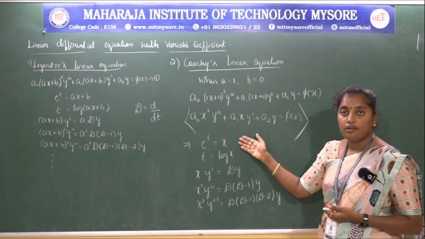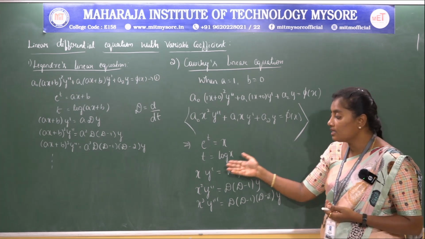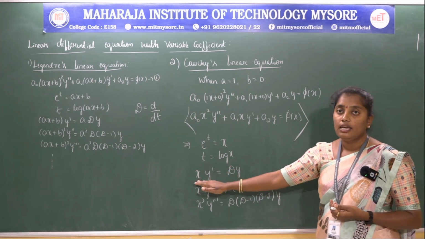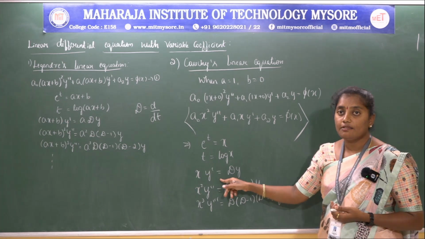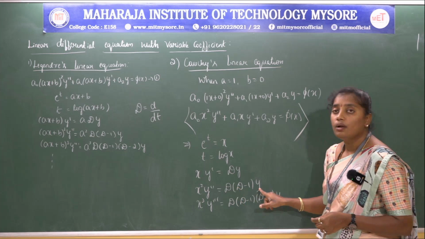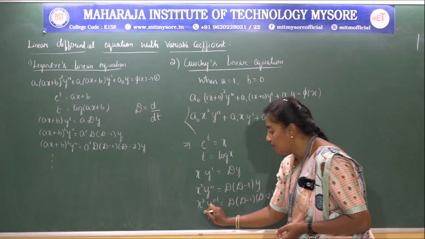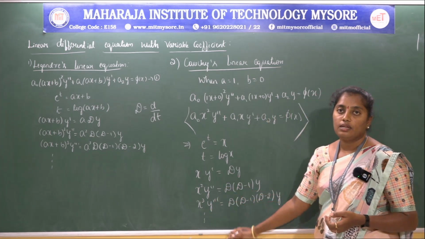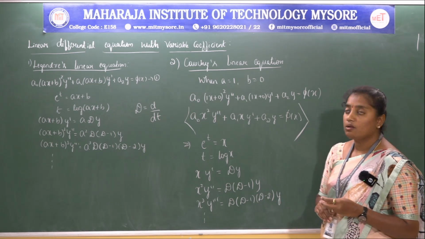If e power of t is equal to x, then t is equal to log x. Then the first derivative with variable coefficient, that is x y dash, is equal to Dy, x square y double dash is equal to D into D minus 1 of y, and similarly so on. We have to continue like this depending on the order of the derivative.